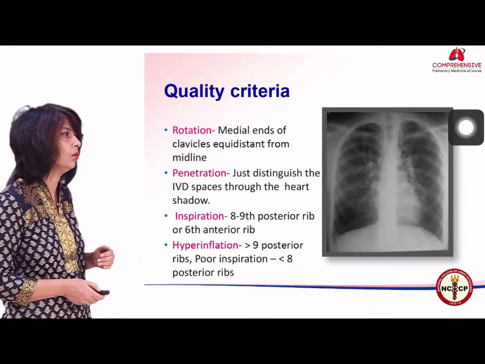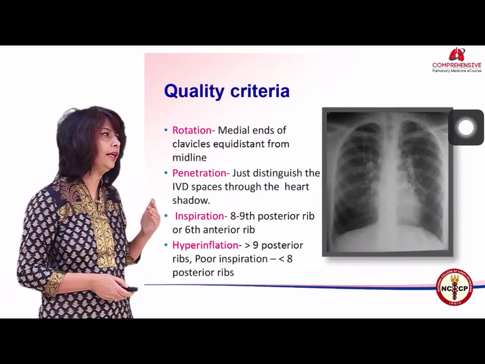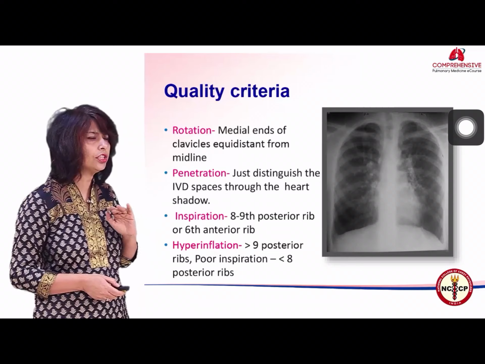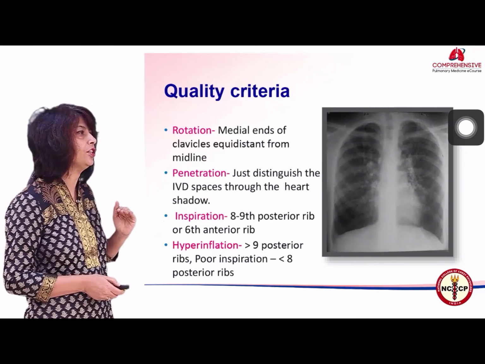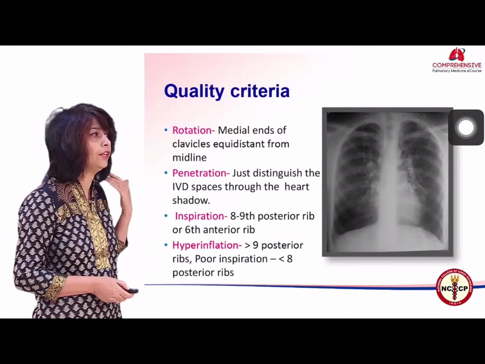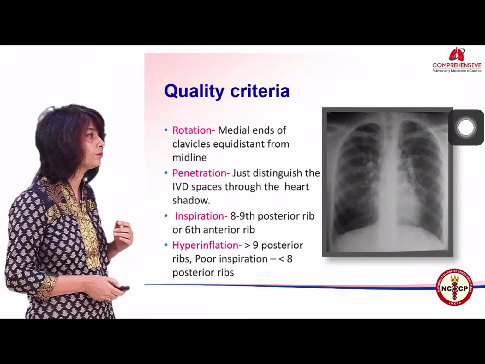In terms of penetration, behind the heart, we should be able to just barely make out the intervertebral discs. The spaces should just be visible. If you can see more of them, it's penetrated too much, so you are losing the lung detail.